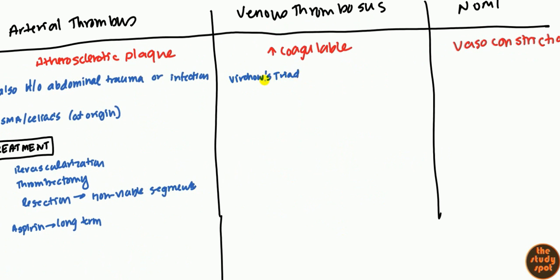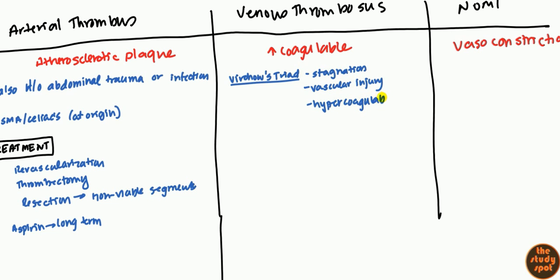This is where Virchow's triad applies, and Virchow's triad is the set of factors that can lead to a thrombus forming in the venous system. There are 3 factors that can lead to this: stagnation of blood flow, some type of vascular injury, and a hypercoagulable state.